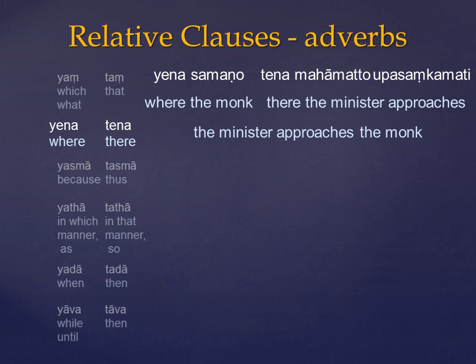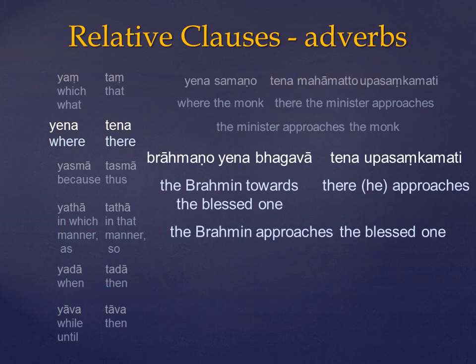Whilst the Tena clause usually contains the thing or person moving and the verb. But sometimes the subject is placed outside of the clause construction. Brahmano Yena Bhagava Tena Upasang Kamati. The Brahmin towards the Blessed One, there he approaches, or the Brahmin approaches the Blessed One.